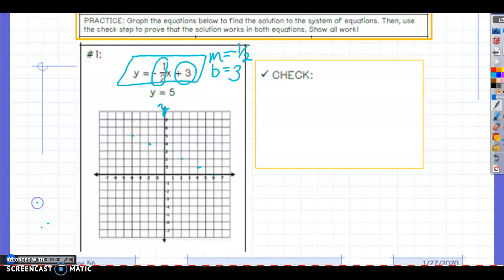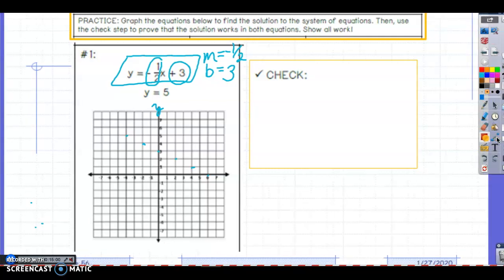Then I can take all those points and connect them. I highly recommend drawing more than just 2 points to make your line. The more points you have, the more accurate it'll be. So let me go ahead and make a line through all those points right there. So there's my first line.